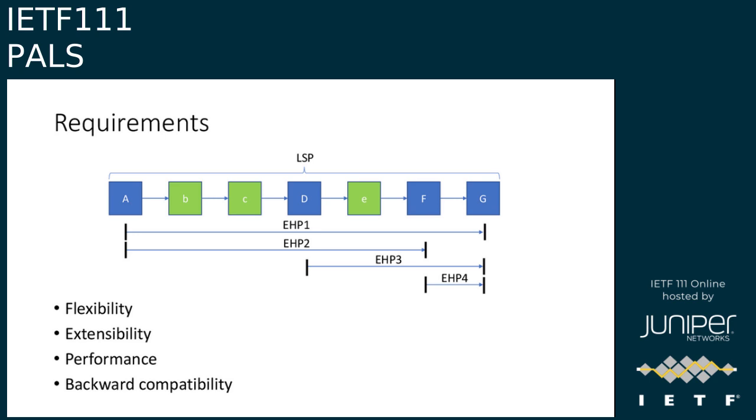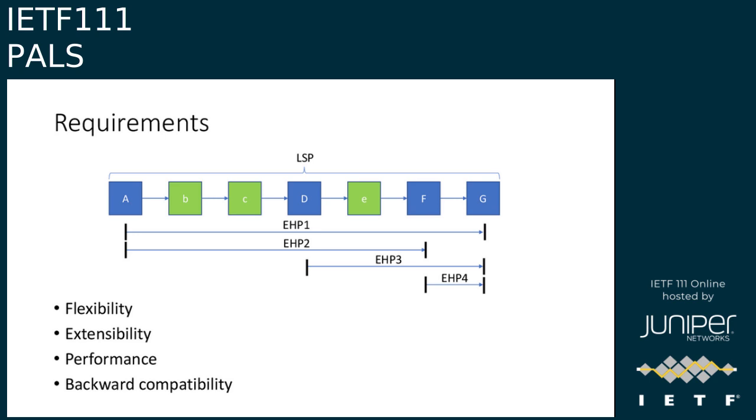So for us, we need to meet multiple requirements. The first one is flexibility. In this figure, you can see we have a single label switch path. Some nodes are extension header capable, like A, D, F, and G, and some other nodes are extension header incapable. And we can build multiple extension header paths on this label switch path. They can start and end at any node. Of course, those starting and ending nodes must be extension header capable. So this kind of flexibility needs to be supported.